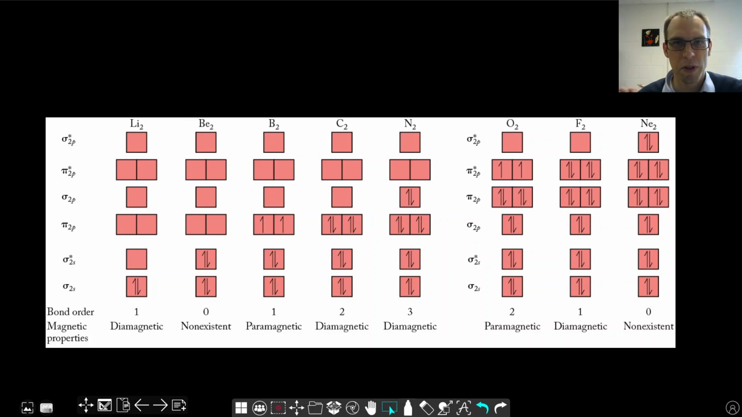So in this video, we're mostly going to be focused on this figure here from your textbook. And this is just a depiction of all these molecular orbitals that we talked about in the previous video, but without all the drawings and pictures of them. We're just listing them in energy order.